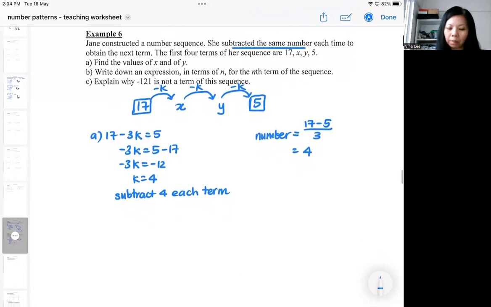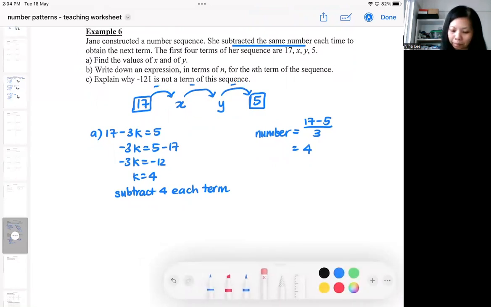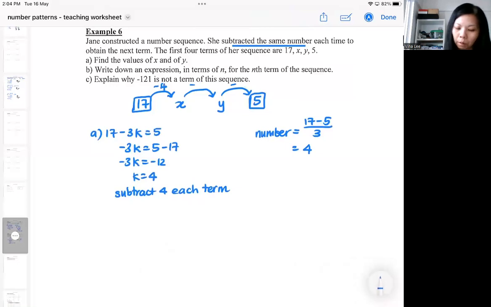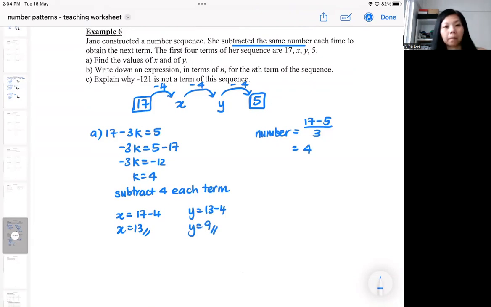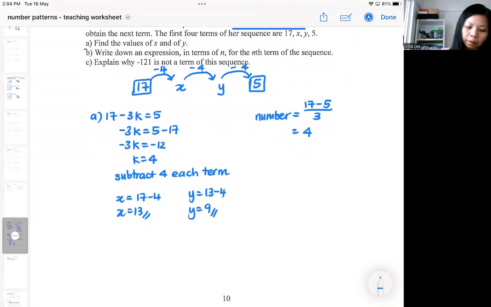So you need to know the number, what is she subtracting? Now that you know that she's subtracting 4 each time, then you can find x. You can find what is x. x is 17 minus 4. And you can also find y, 13 minus 4. And because you already know that that is a general formula, a common difference, the second part will be easy. The second part, you just use the general formula.